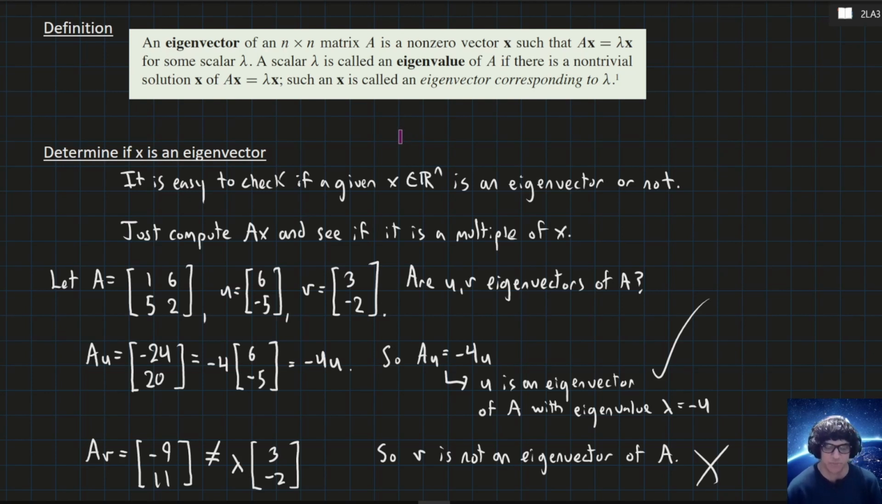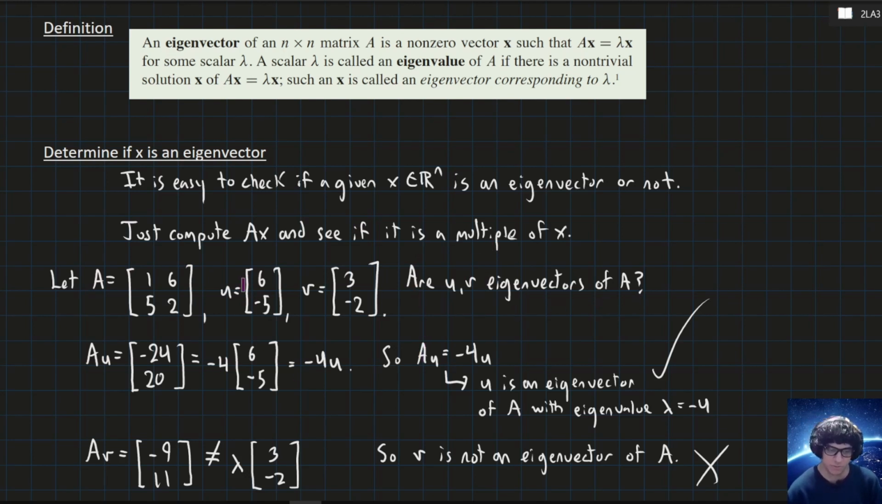So how can you determine if a given vector is an eigenvector of A or not? This is actually pretty easy to do. All you have to do is compute Ax and see if Ax is a scalar multiple of x. That's what defines an eigenvector. So here's an example. If we let A be this matrix and let u and v be those vectors, are they eigenvectors of A?